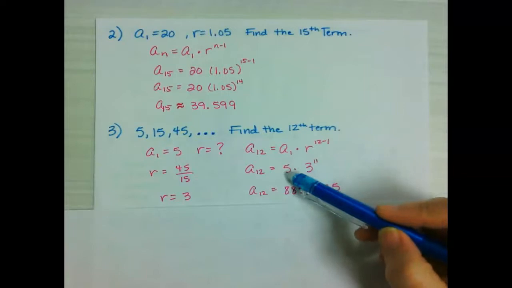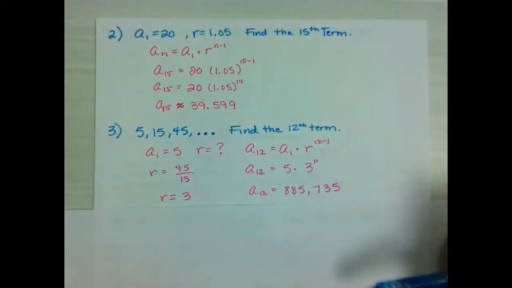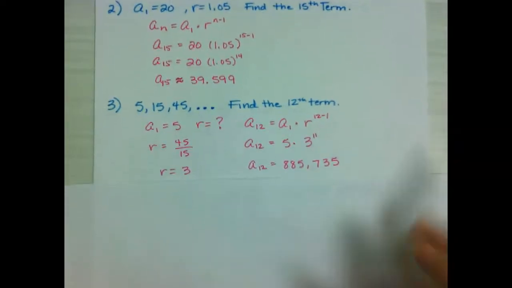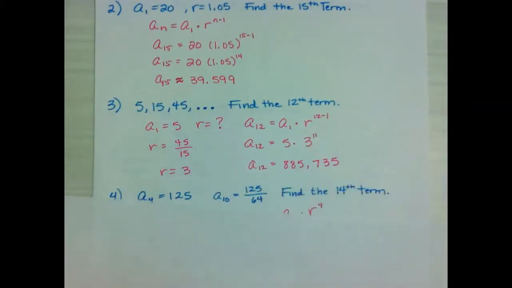I'm going to put in my first value. I know 12 minus 1 is 11, so 3 to the 11th times 5 gives me 885,735. Okay, so this is one where it's looking from a list. How do you use that geometric model once you've determined it is geometric? All right, so now we're on 4.